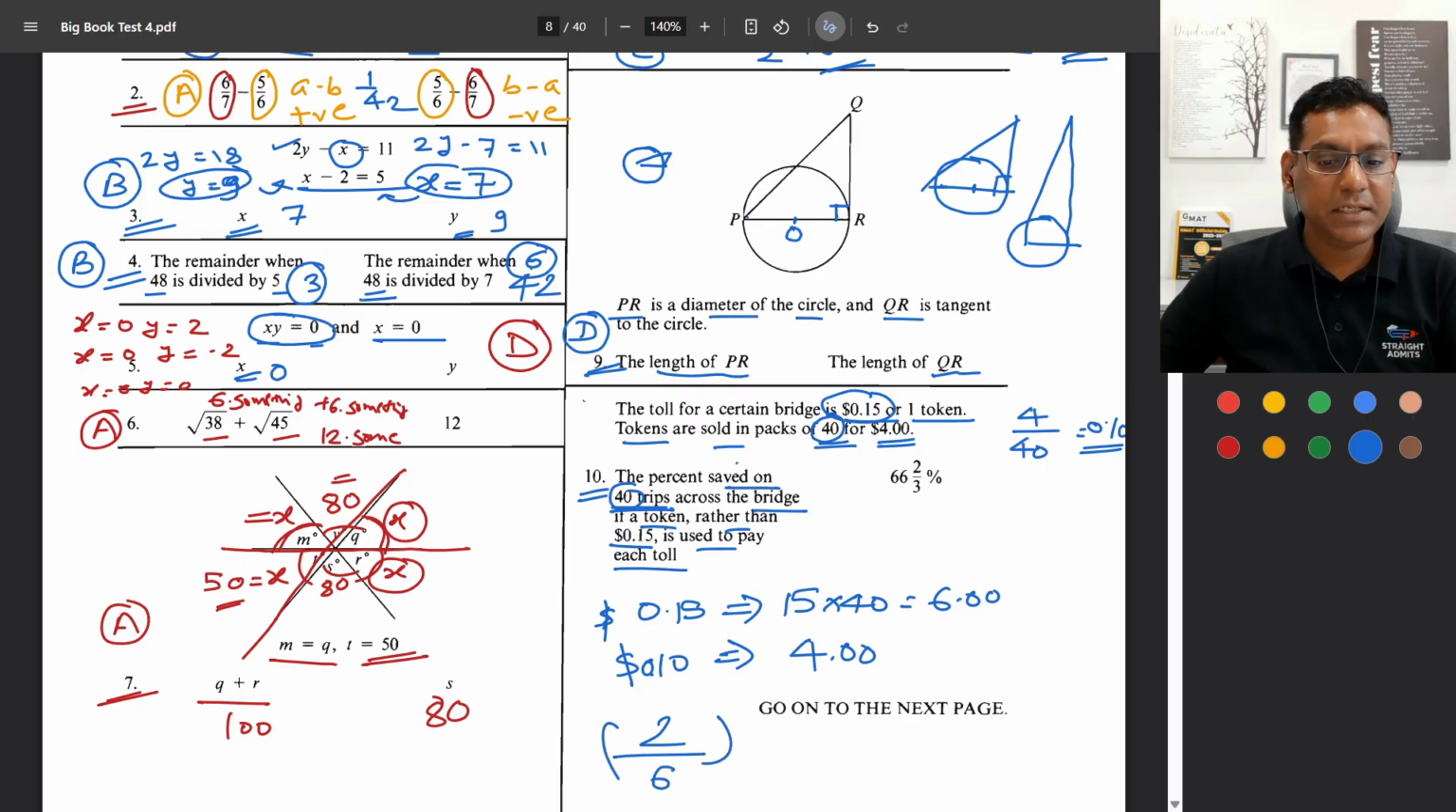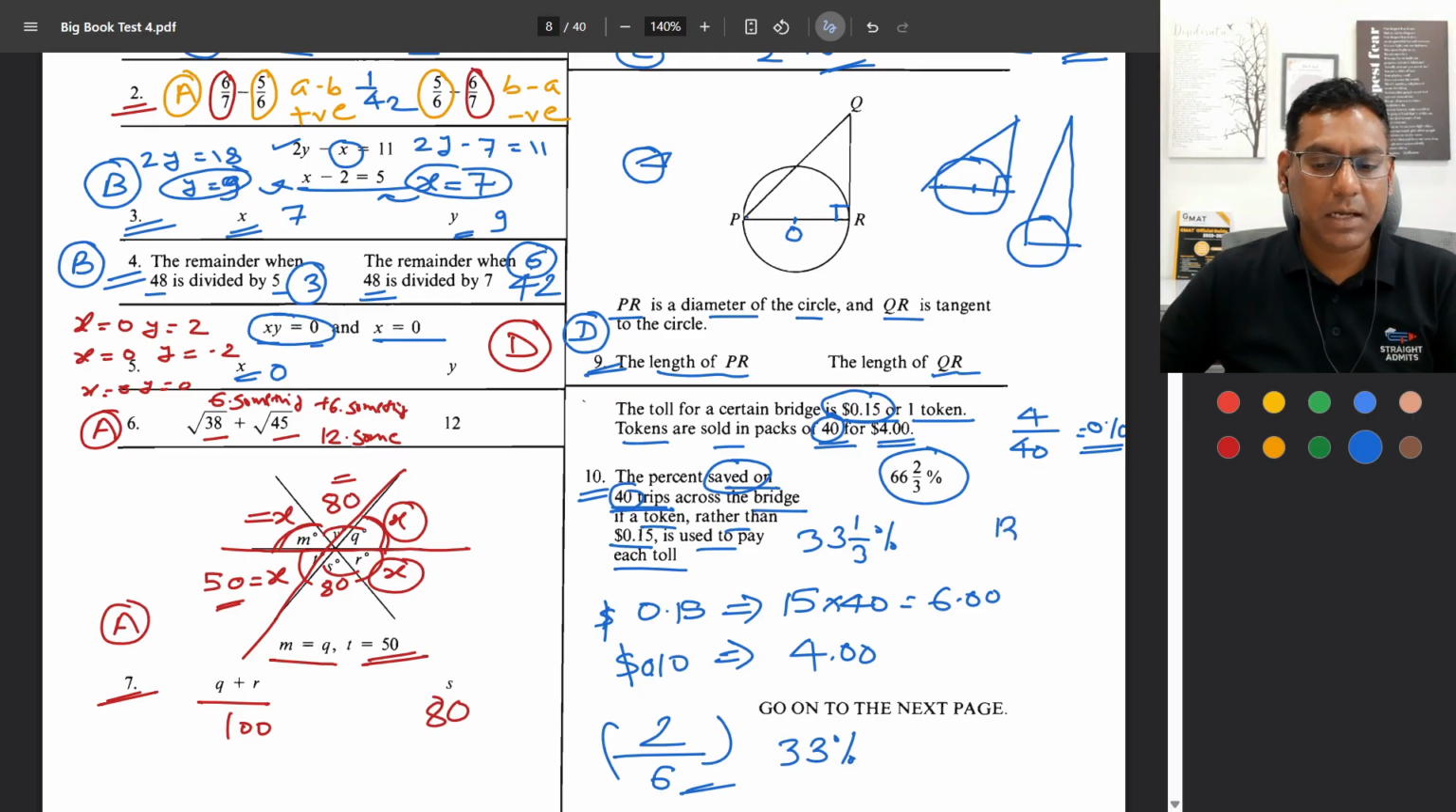Okay, percent saved, right? The saving will be without tokens versus with tokens savings, what is that percentage? Okay, so the savings here would be 33%. Percentage savings, so this is 33, one third actually, right? Technically, and this is 66, two third. Obviously this number is bigger. Answer choice B.